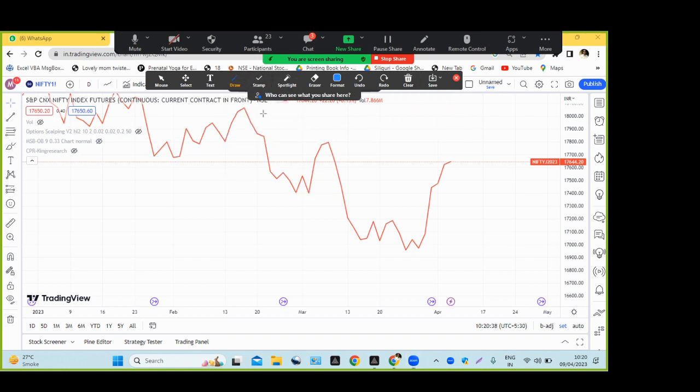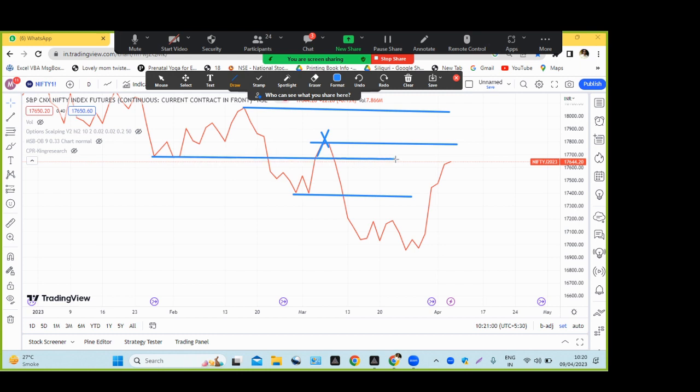If you monitor this, this was the last high the market made, correct? And this is the second last high the market made. This is the last low the market made, this level. This is still not appearing. So far we are at this point. This is the second last low that appeared.